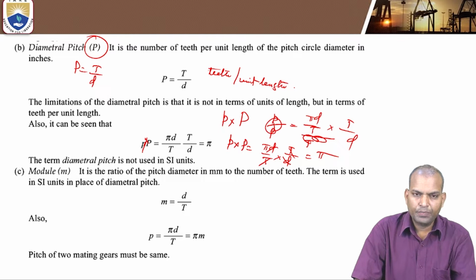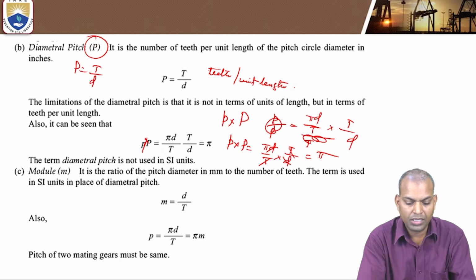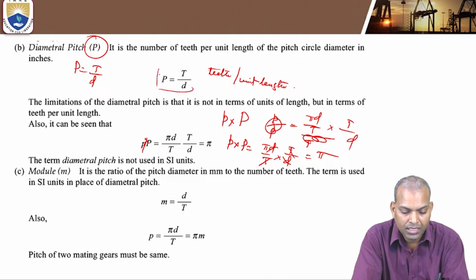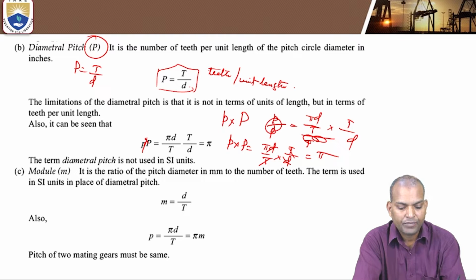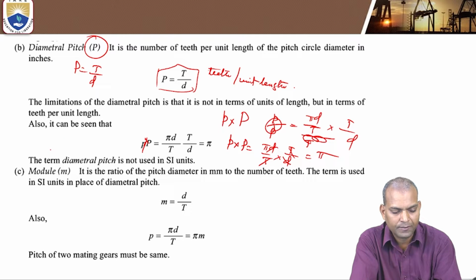Now what is the diametral pitch? Diametral pitch means the number of teeth per pitch circle diameter, that is capital P equal to T by D, and small p, that is circular pitch, equal to pi d by capital T, where T is the number of teeth.